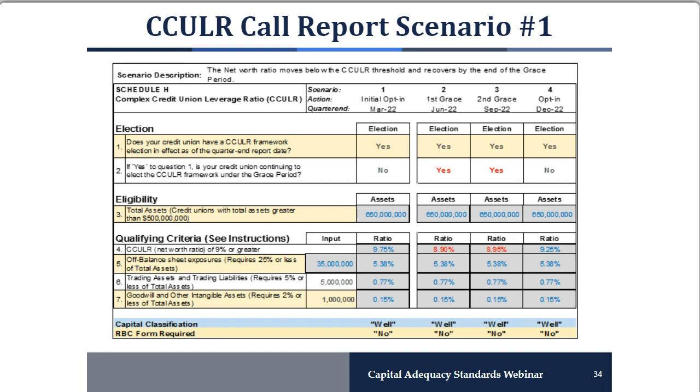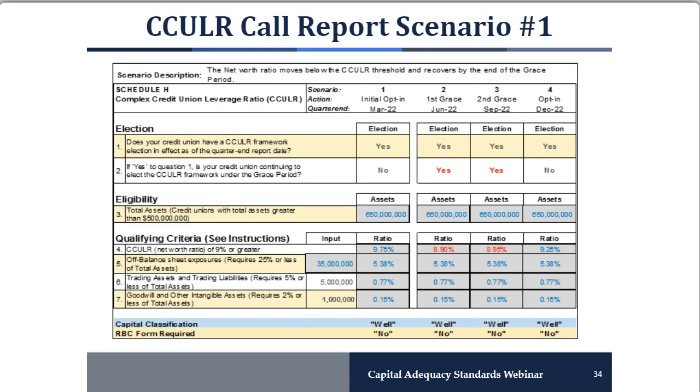One note, had the credit union's net worth fallen below 7% at any point during the grace period, the credit union would have had a capital classification of less than well capitalized, while under 7% net worth. Also, the credit union would need to have a net worth over 9% at the end of the grace period to continue to use CULR.